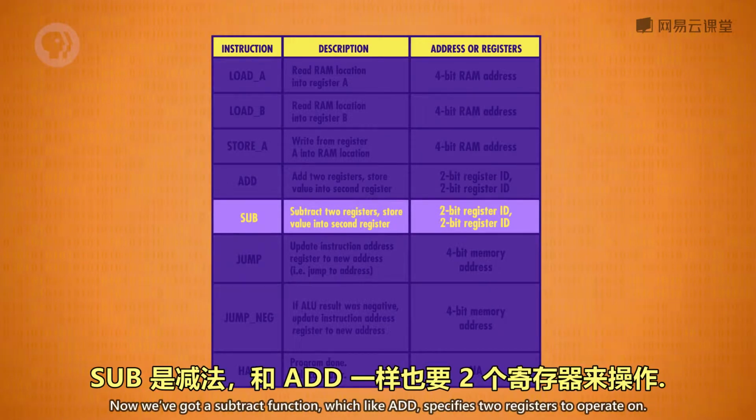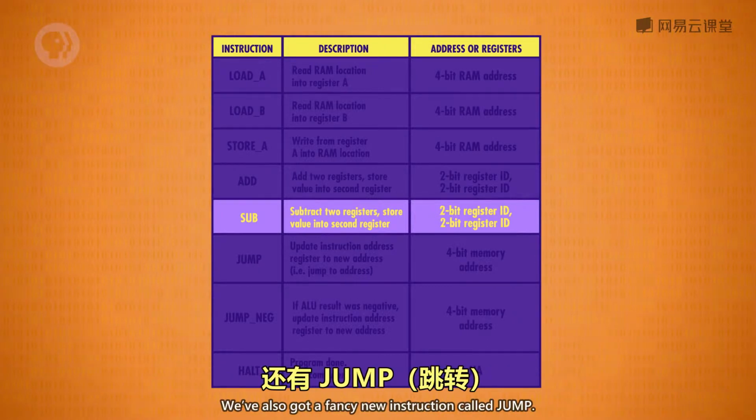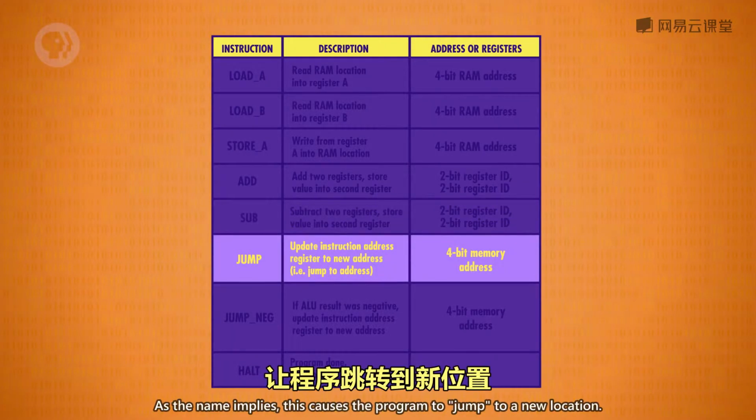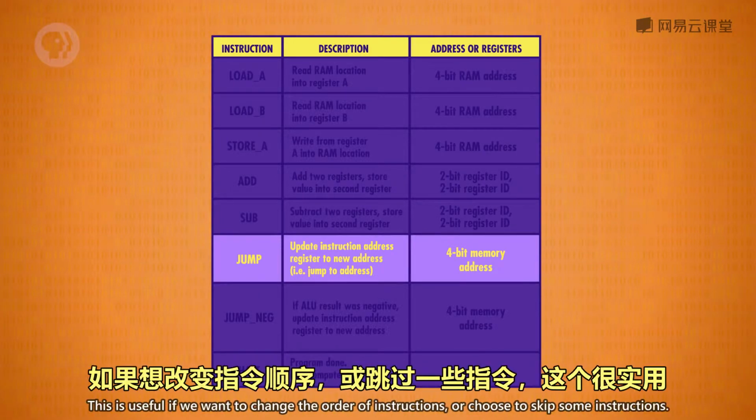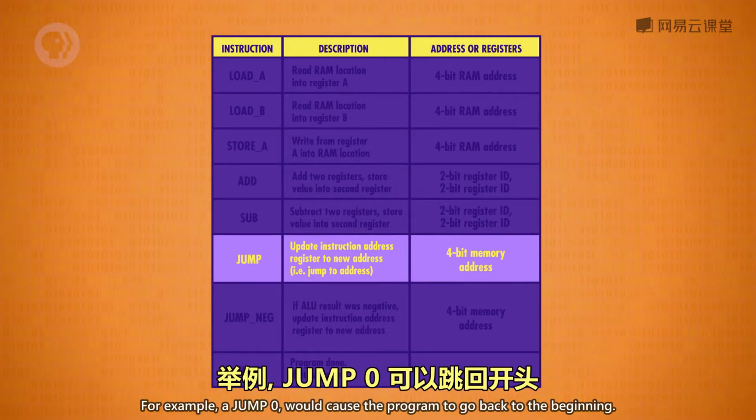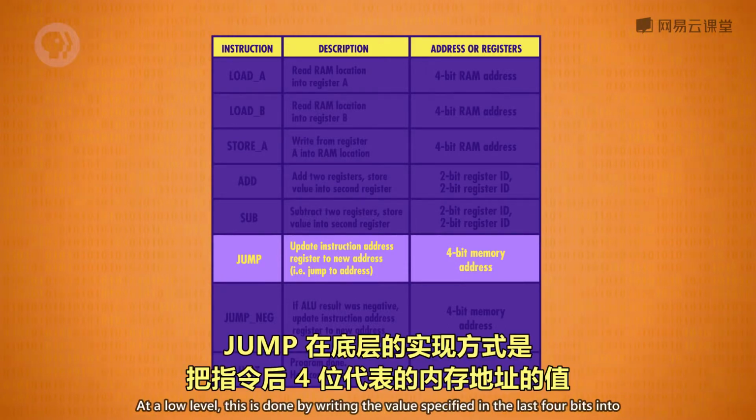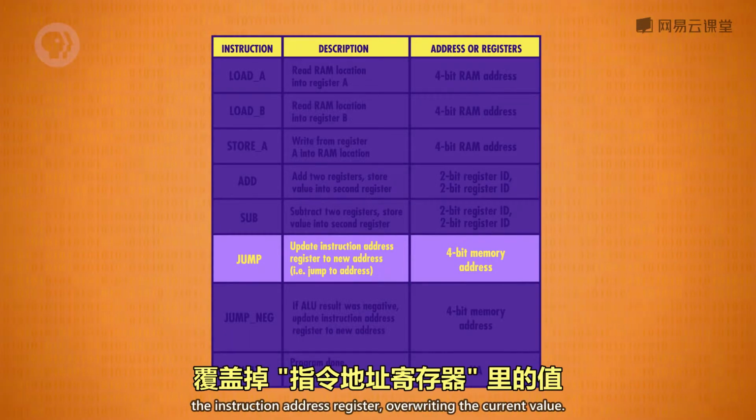Now we've got a subtract function, which like add specifies 2 registers to operate on. We've also got a fancy new instruction called jump. As the name implies, this causes the program to jump to a new location. This is useful if you want to change the order or skip some instructions. For example, a jump 0 would cause the program to go back to the beginning. At a low level, this is done by writing the value specified in the last 4 bits into the instruction address register, overwriting the current value.